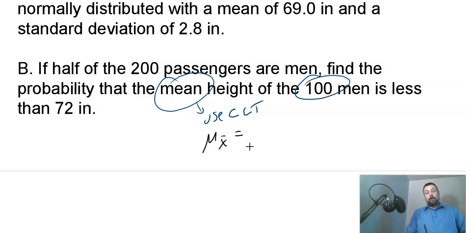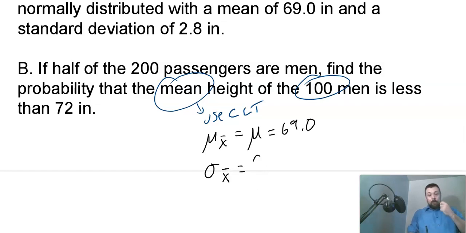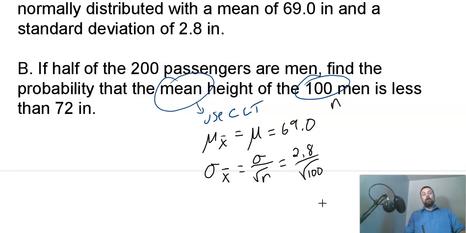The central limit theorem tells me, however, that the mean of all those sample means that I'm now working with will equal the mean of the original population that those samples were drawn from, which is 69.0. And then the standard deviation of all those sample means will equal the original standard deviation, but divided by the square root of n. In this case, n being 100.